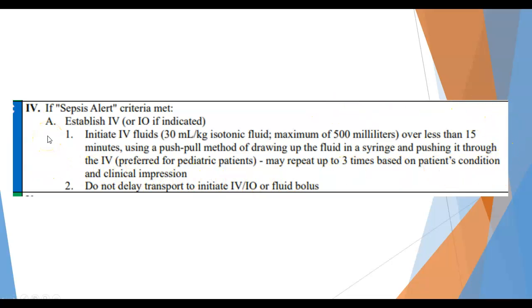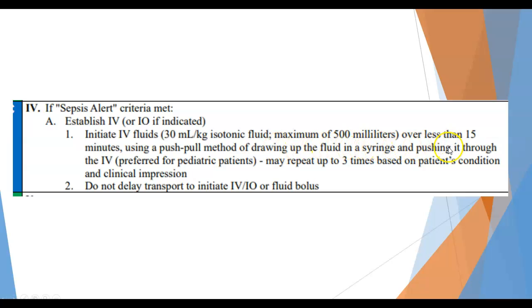So once we get that access going, it's 30 milliliters per kilogram, maximum of 500 milliliters per dose. So if you're giving your first dose, and we'll talk about the 30 milliliters per kilogram in just a second, the max is going to be 500, and then that's going to be over less than 15 minutes. And then they get a nice mention of push-pull method here.